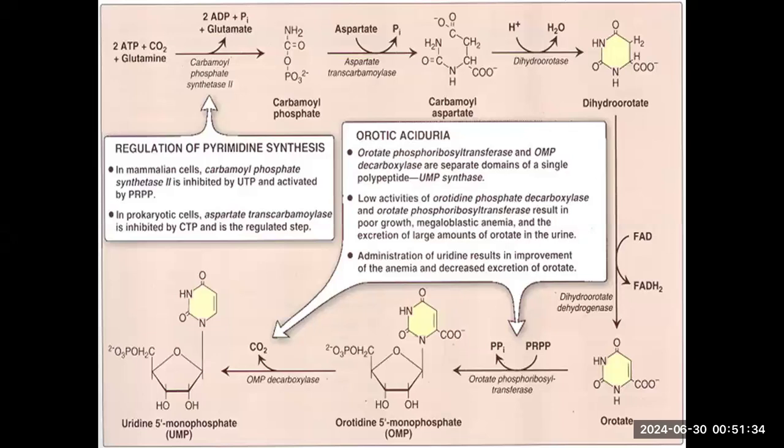In mammalian cells, carbamoyl phosphate synthetase 2 is inhibited by UTP and activated by PRPP. In prokaryotic cells, aspartate transcarbamylase is inhibited by CTP and is the regulatory step.